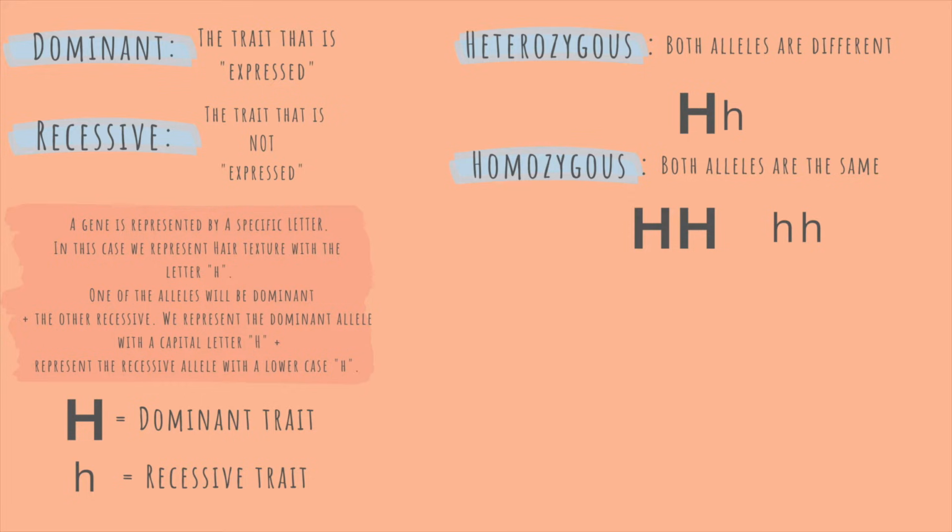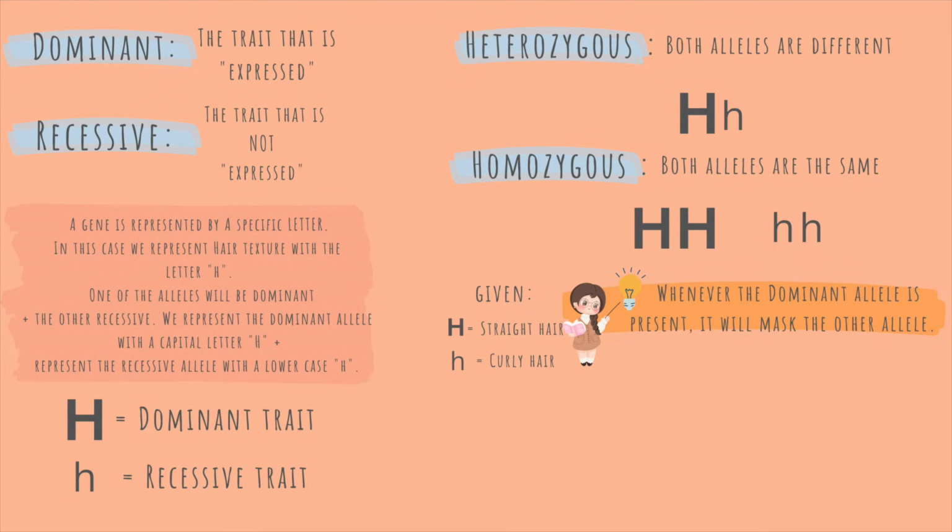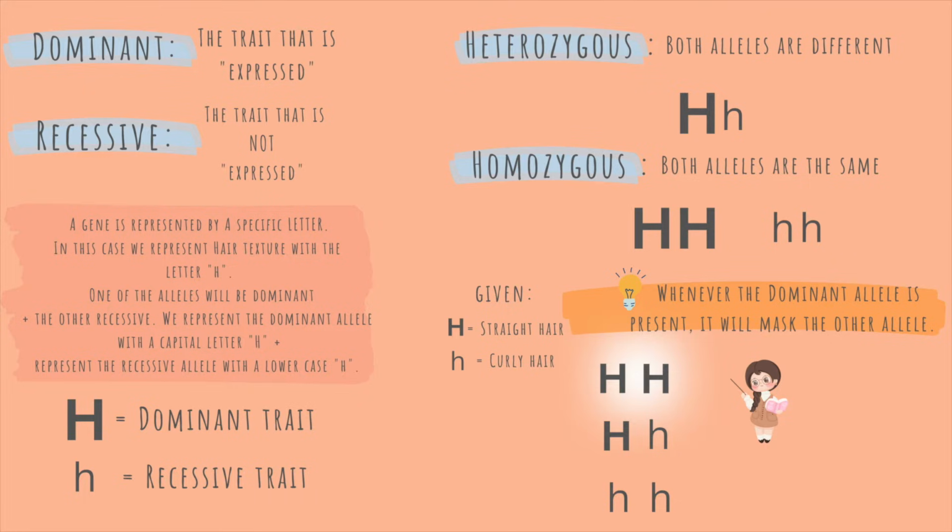Let's say we're given the following information. Big H equals straight hair, and little h equals curly hair. When the dominant allele is present, it will mask the other allele. We can only have three possible allele pairs here. Big H, Big H, Big H, little h, and little h, little h. What outcome will we get with the combination of Big H, Big H? Will we get straight hair or will we get curly hair?